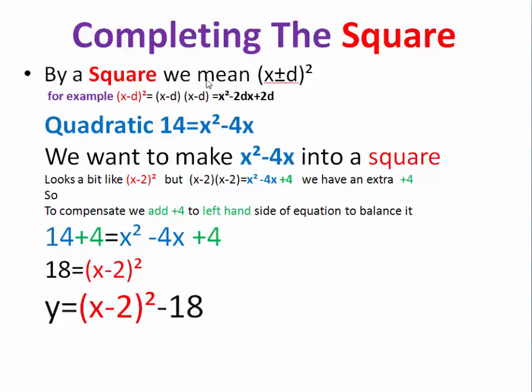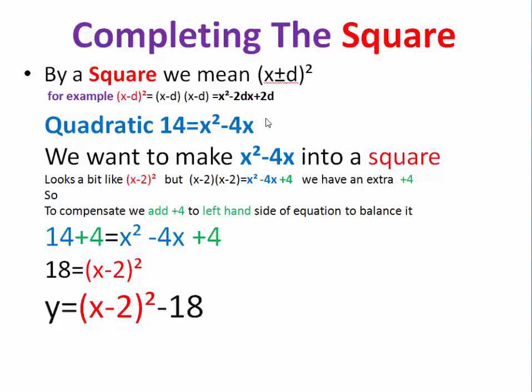By a square we mean x plus or minus a number squared. For example, if we have x minus d squared, d is any number, this means it's x minus d multiplied by x minus d in brackets. When we multiply the brackets out, we get x squared minus 2dx plus d squared.